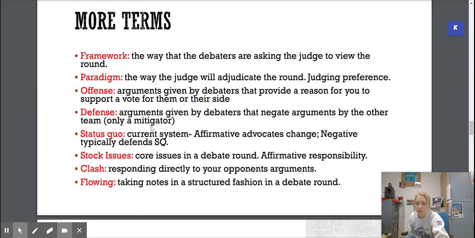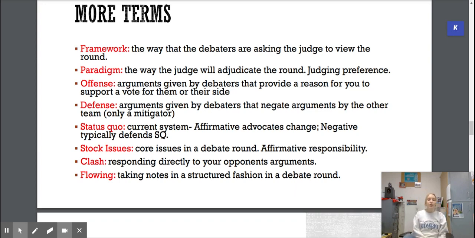Next is framework. Framework is not a common thing in the novice division, but it's a thing to know. And that's how the debaters are asking their judge to view the round or weigh the round. They say we should look at the things that hurt the most people. That is a framework. Saying we should look at economic impacts more, that's a framework.